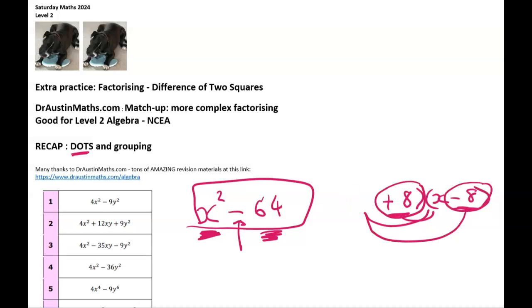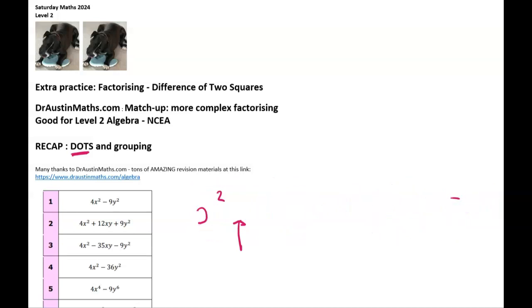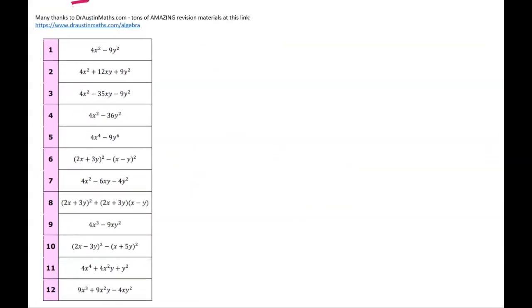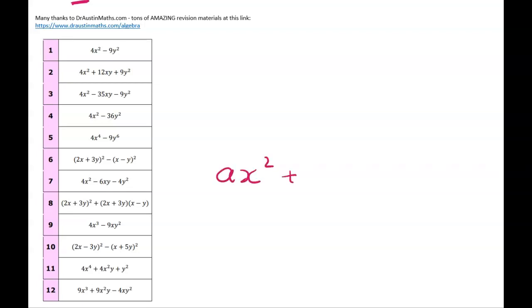And we're going to use this in almost all of the 12 exercises in this video. Okay, so these are the 12 here. And then the other thing I want to go through, also quite quickly, is how we can use the grouping method to factorise quadratics when we've got ax squared plus bx plus c and a is not equal to 1.